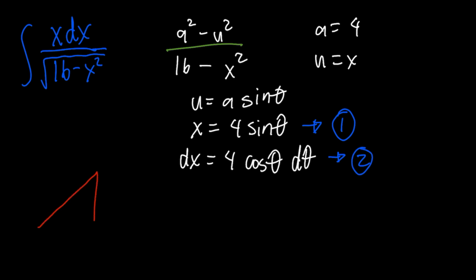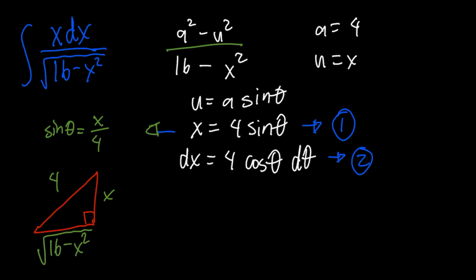Then we're going to form a right triangle here. Then let me just rewrite this as sine theta is equal to x over 4. So we know that sine theta is equal to opposite over hypotenuse. So our opposite here is x. Then our hypotenuse is 4. So this would be equal to the square root of 16 minus x squared, okay?